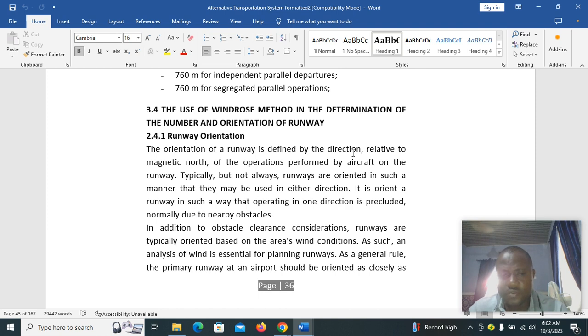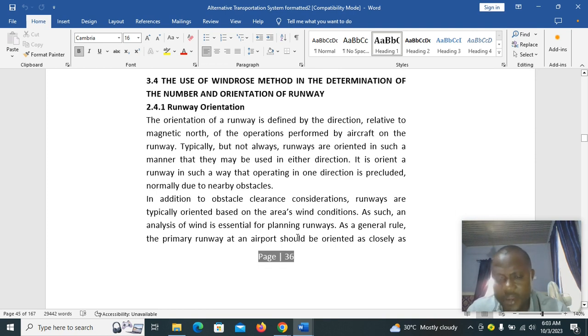It is possible to orient a runway in such a way that operating in one direction is precluded, normally due to nearby obstacles. So we try to orient them in such a way that obstacles will not be a problem. In addition to obstacle clearance considerations, runways are typically oriented based on the area wind condition. As such, an analysis of wind is essential for planning runways.